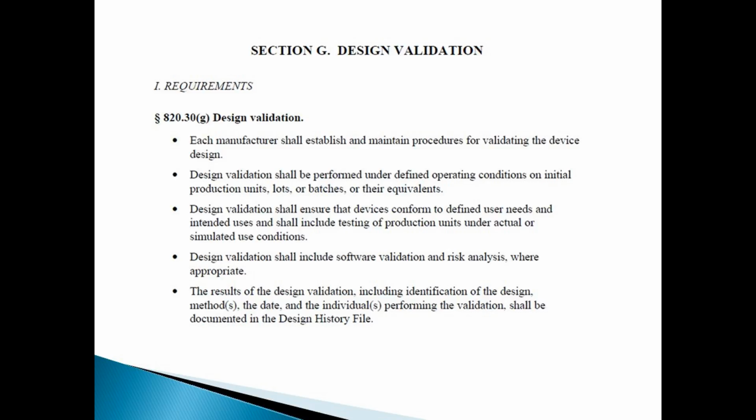Another interesting aspect is that in the actual design control itself, if you look in the Federal Code, sections A through J, those 10 parts, there's only one place where you can even find the word risk, and it's here in paragraph G under design validation. You can see in the fourth bullet point down, it states that design validation shall include software validation and risk analysis where appropriate. But we do know that the FDA takes a very close look at risk analysis, and they consider it to be an important part of the design history file.